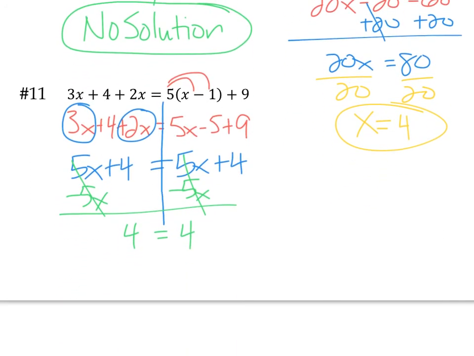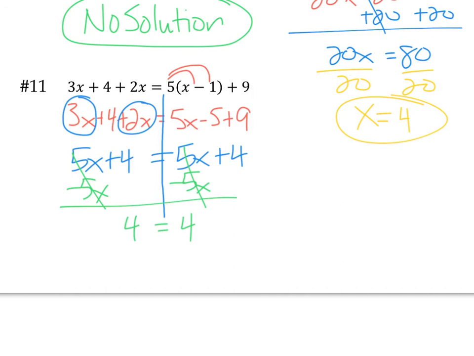If I come down here to this, both variables canceled out again, right? I subtract the 5x on both sides, x canceled out, and I'm left with 4 equals 4. In this case, 4 does equal 4. That is a true statement. Since this is a true statement and 4 always equals 4, there's all real numbers as a solution.